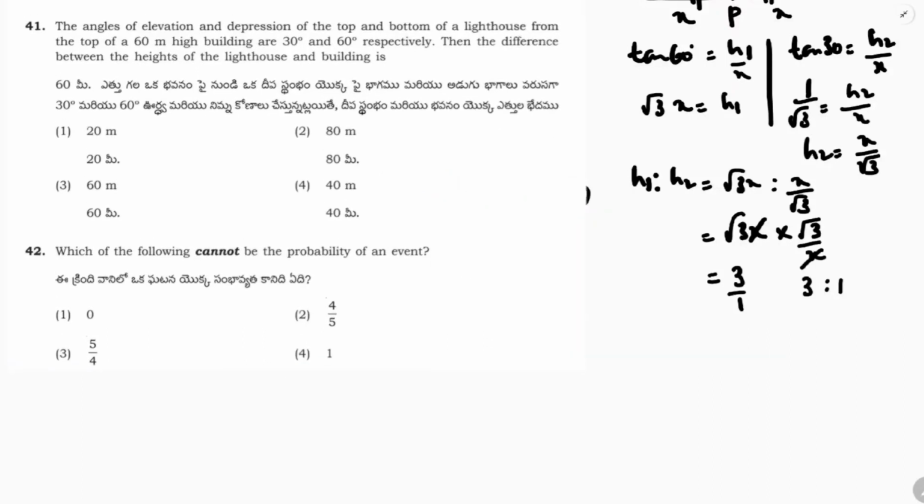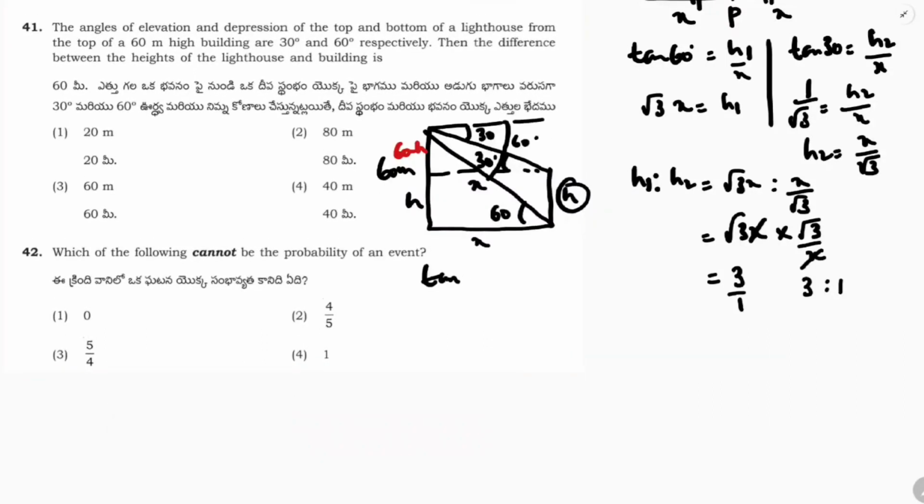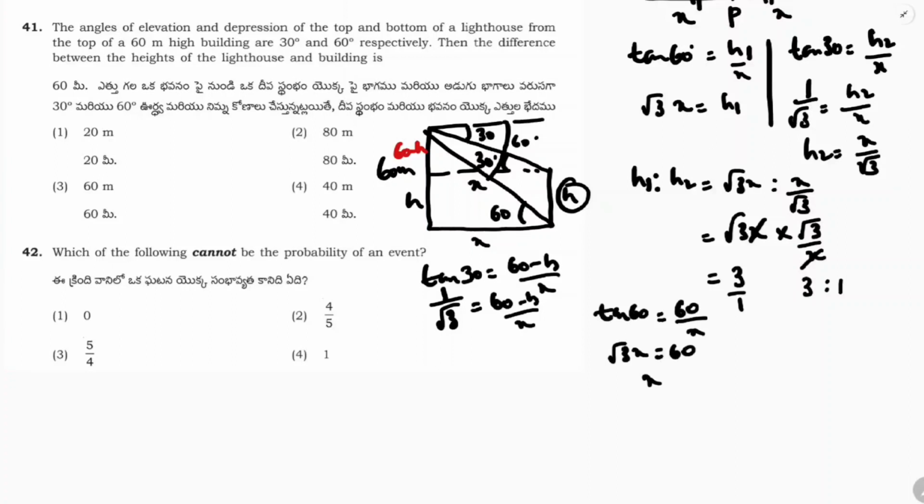So tan 30 is (60 minus h) by x. 1 by root 3 is (60 minus h) by x. And in the same way, tan 60 is 60 by x. Root 3 x equals 60. x equals 60 by root 3 into root 3 by root 3, which is 60 root 3 by 3. So x is 20 root 3.